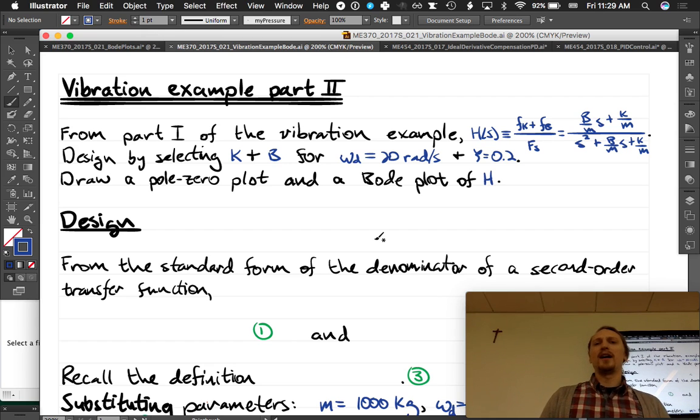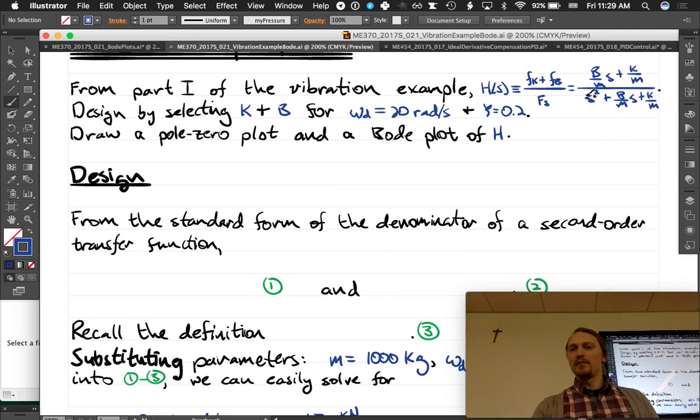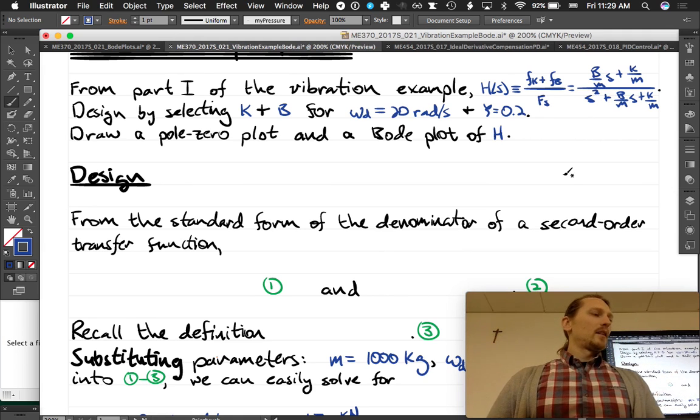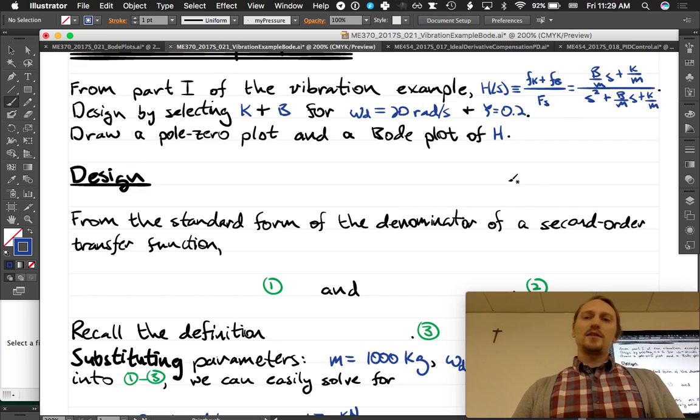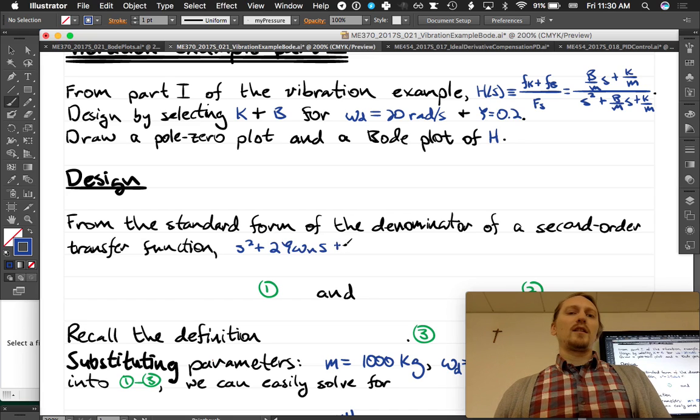Draw a pole zero plot and a Bode plot of H. So we're going to do both. Okay? So step 1 is the design. From the standard form of the denominator of a second order transfer function, this is the denominator of our second order transfer function. Do you remember what the standard form of it is? You mean like with the damping and stuff? Yeah. It's s squared plus what? Sounds like we might need to remember that.